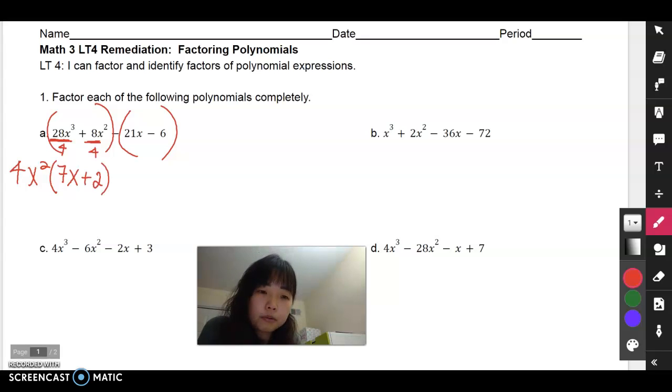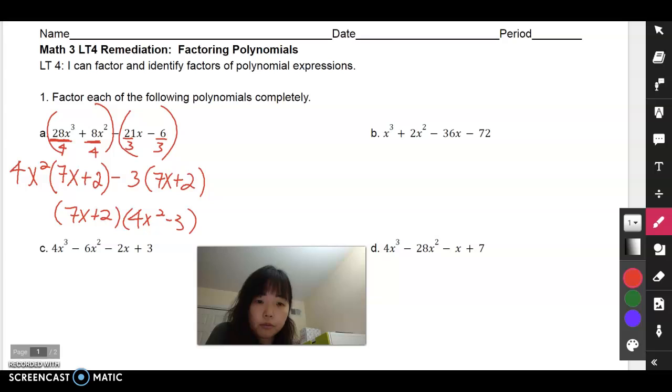So instead of the parentheses, we need another 7x plus 2, right? Well, 21 divided by 3 is 7. 6 divided by 3 is 2, so 3. Then we just write the repeating part and the other part. 4x squared minus 3. Let's do B.